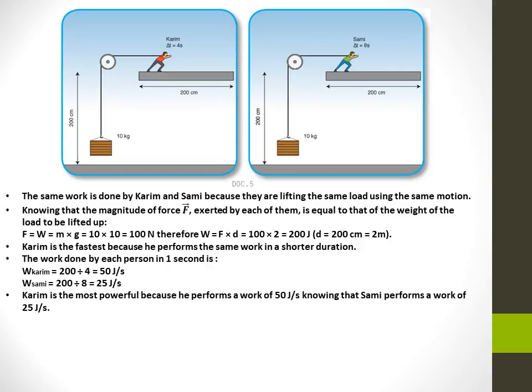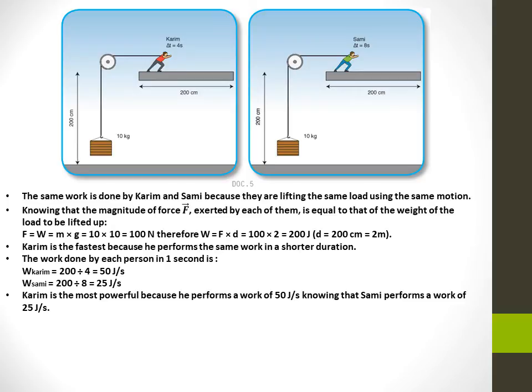The same work is done by Karim and Sami because they are lifting the same load using the same motion. Knowing that the magnitude of force F exerted by each of them is equal to that of the weight of the load to be lifted up, the magnitude of F is equal to the magnitude of the weight, which is equal to mass times gravity, equals 100 newtons. Therefore, work is equal to the magnitude of the force times d, which is equal to 100 times 2 equals 200 joules, since 200 centimeters is equal to 2 meters.